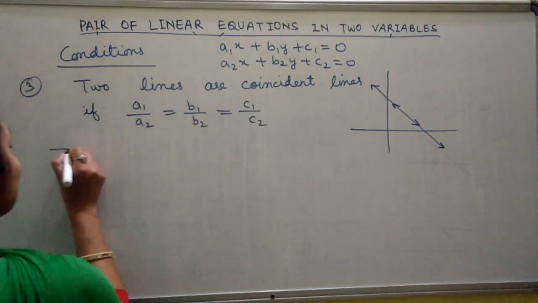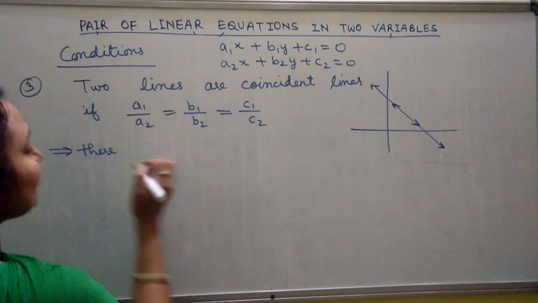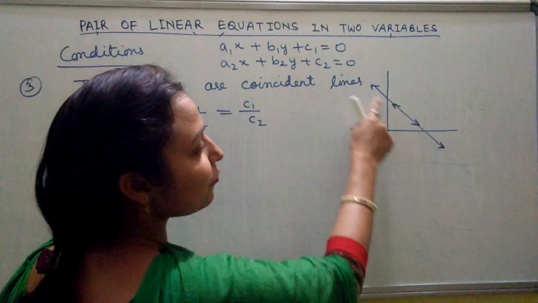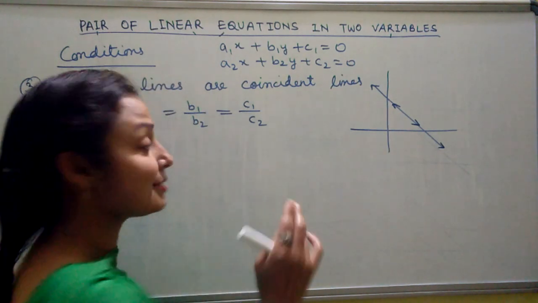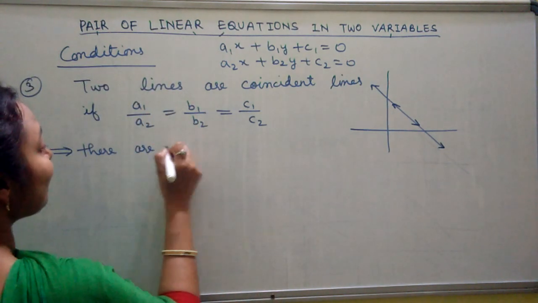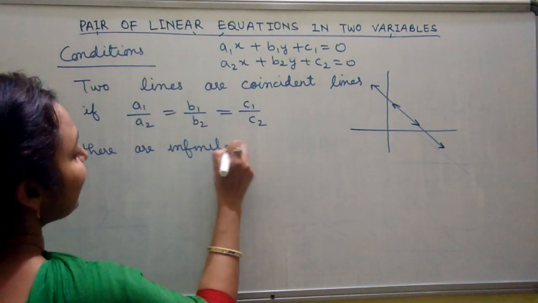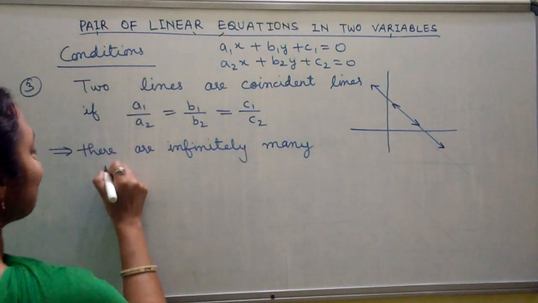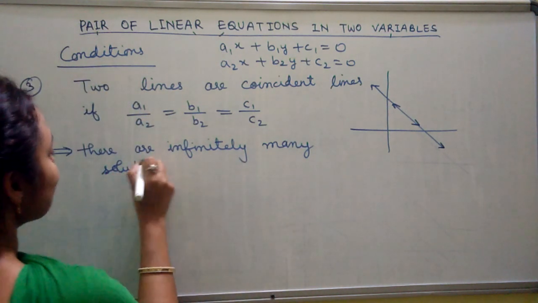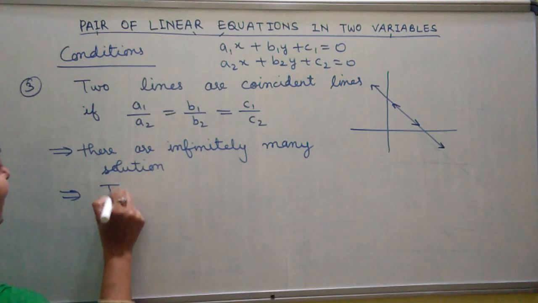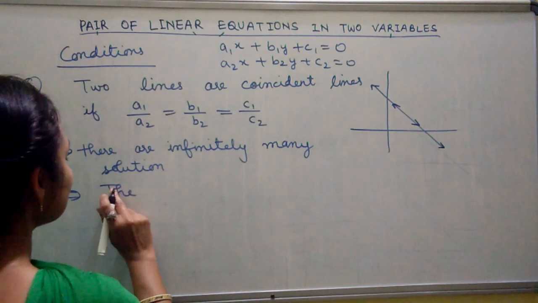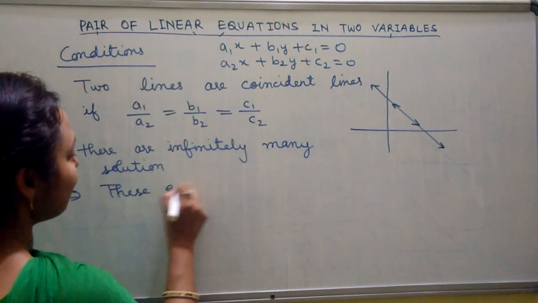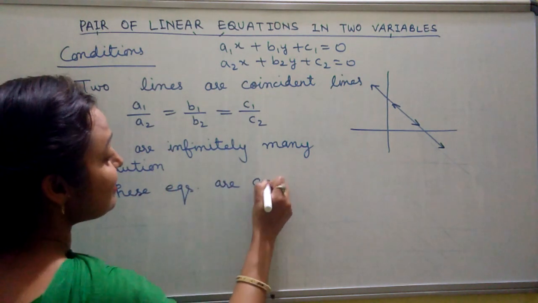Okay, this implies we don't have any one solution. There are so many solutions on which they intersect. Both intersect. Therefore, there are infinitely many solutions, right? This implies these equations are consistent.